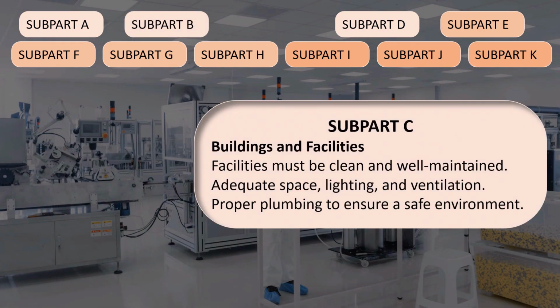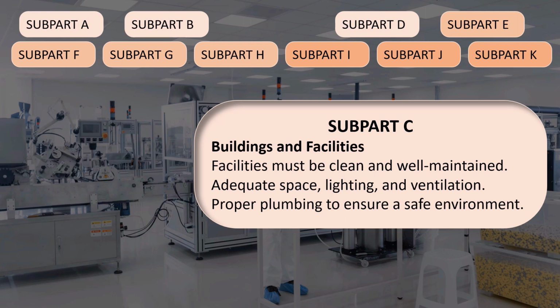Subpart C, Buildings and Facilities. Rules and regulations that are applicable to buildings and facilities of manufacturing plants are given in Subpart C. Basic guidelines and regulations such as proper spacing, ventilation, and cleanliness that need to be followed for cGMP are given in the subpart. Some of the regulations are: 1.